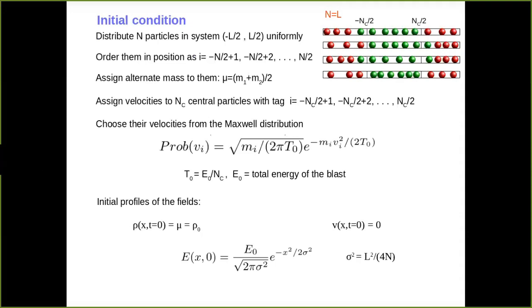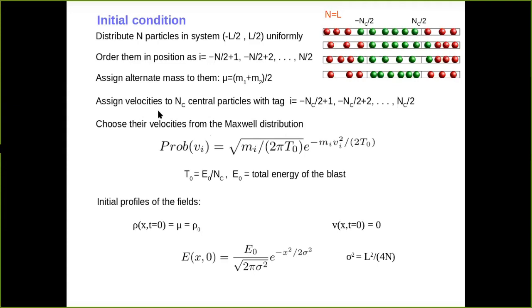So we start from what we call the Gaussian initial condition, because finally the energy will look like this Gaussian profile. To do that, we distribute N particles in the system from minus L by 2 to L by 2 uniformly. Now we sort them in order of position, with i equal to minus N by 2 plus 1 to N by 2. Then we assign alternate masses to them, m1 and m2, m1 and m2.